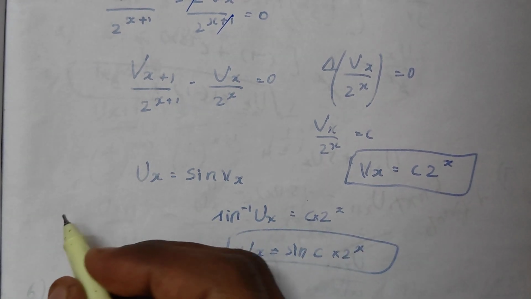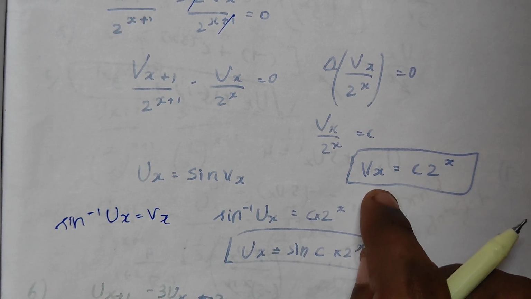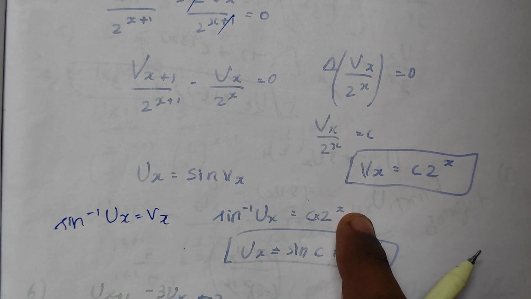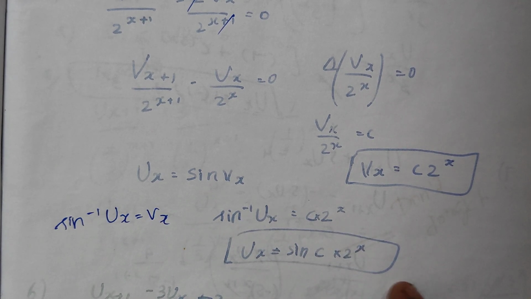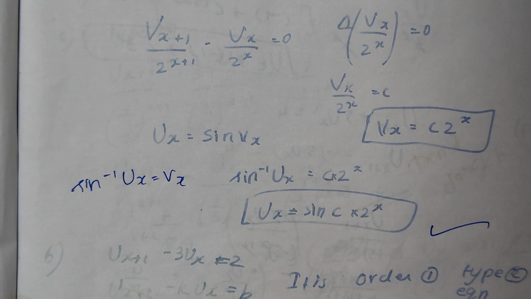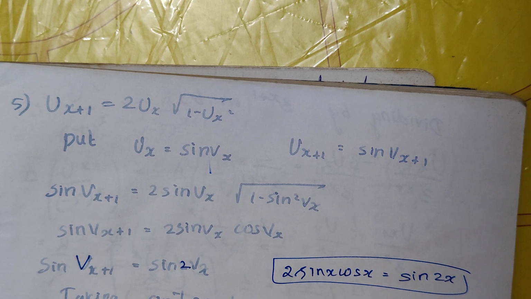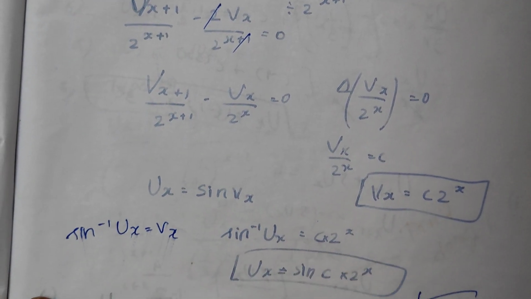Sine inverse of u_x is equal to v_x will come. So instead of v_x, you can just substitute: sine inverse of u_x is equal to c into 2^x will come. Then keep this sine inverse on this side. So it will become sin of c into 2^x, which is u_x. Understood? So when we are having complicated situations like roots, you have to substitute sine, and then bring it to a normal equation and then solve the difference equation.